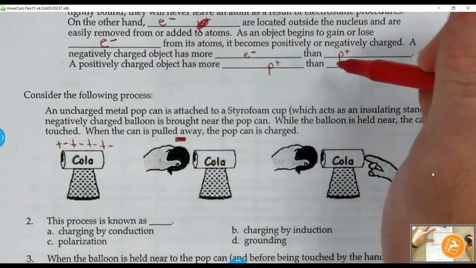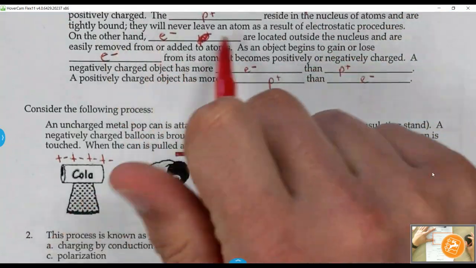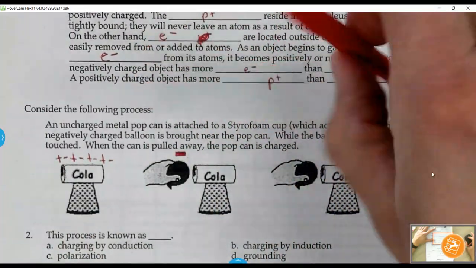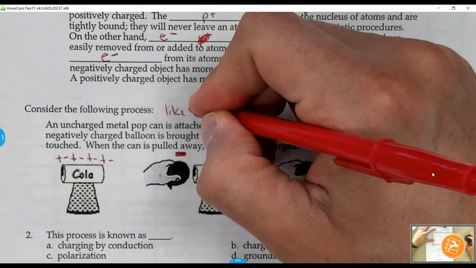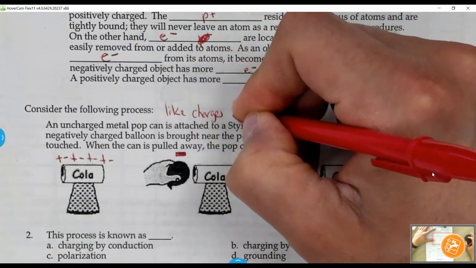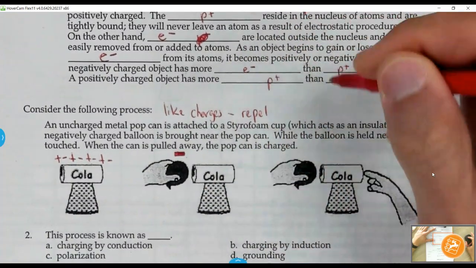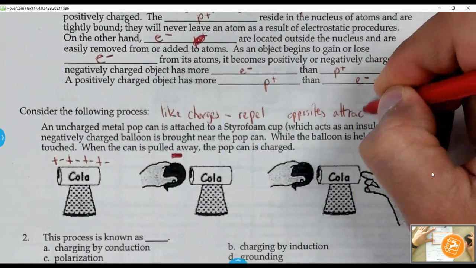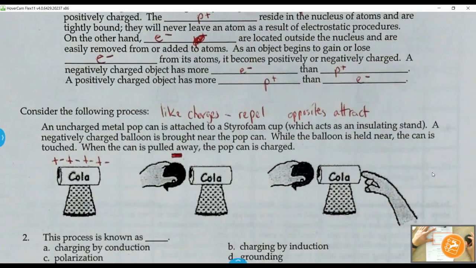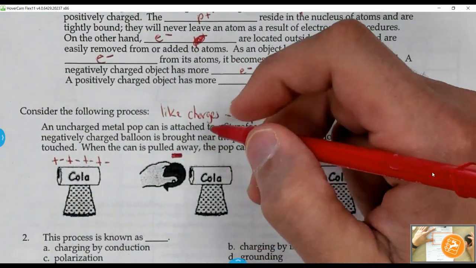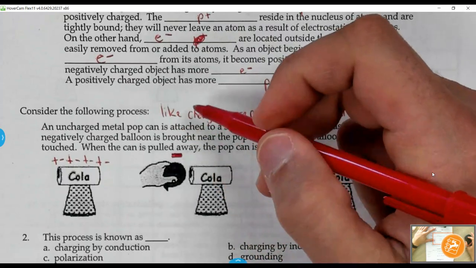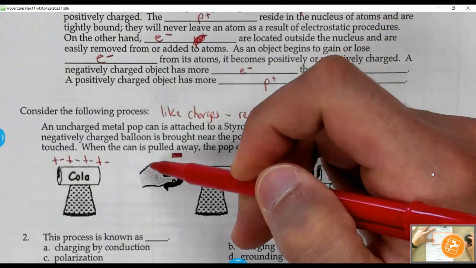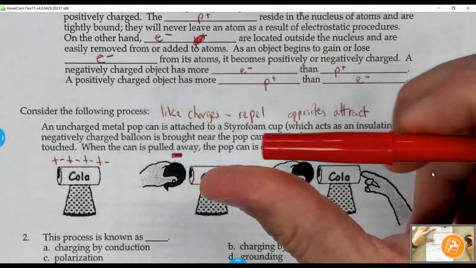So remember, as we were saying, it's the electrons that have the ability to move. And what do like charges do? And your opposites. So from here, what are the electrons going to want to do? Guys, what are they going to want to do? Are the electrons going to want to move towards the negative or away? So negative wants to move towards negative.